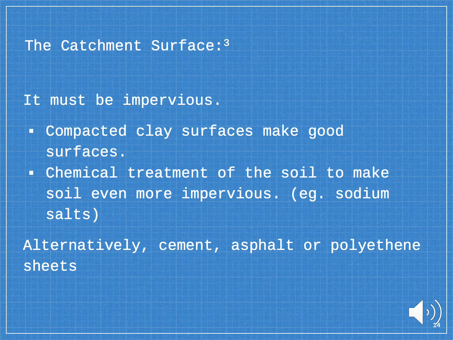The catchment surface. The catchment surface must be impervious, and thus compacted clay surfaces are preferred. The soil may be treated with chemicals such as sodium salts, which makes the surface even more impervious by breaking the soil particles into smaller particles so that they fill the holes in the ground and then prevent the water from leaking through the ground. Alternatively, cement, asphalt, or polyethylene sheets can cover the ground to make it more impervious.